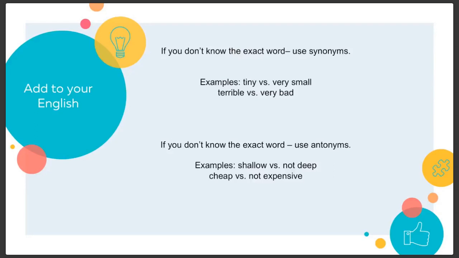In fact, a lot of native speakers will say very, very, very bad instead of saying terrible or horrible. And if you don't know the exact word, use antonyms, opposites, okay? For example, if you don't know the word for shallow, then say not deep. If you don't know the word for cheap, say not expensive.